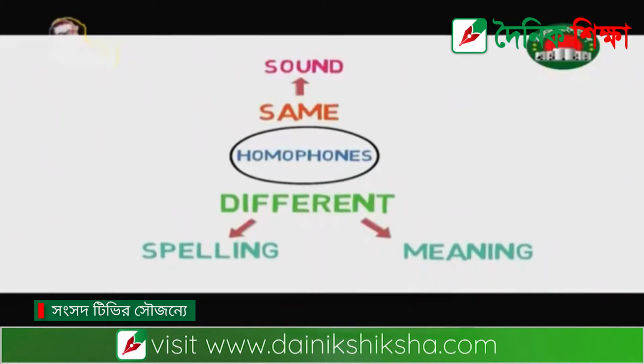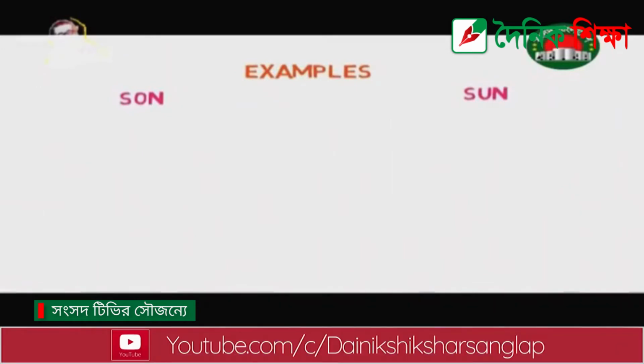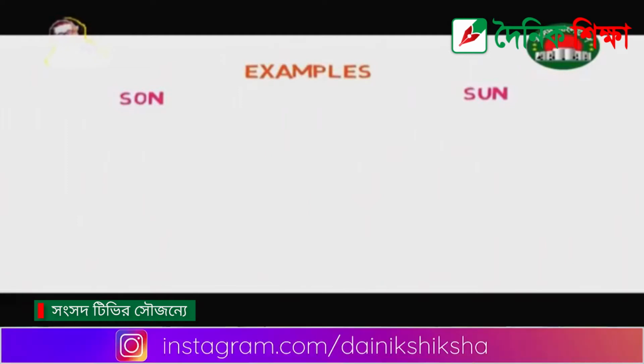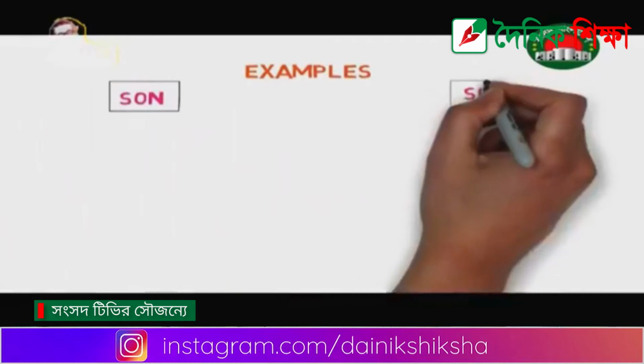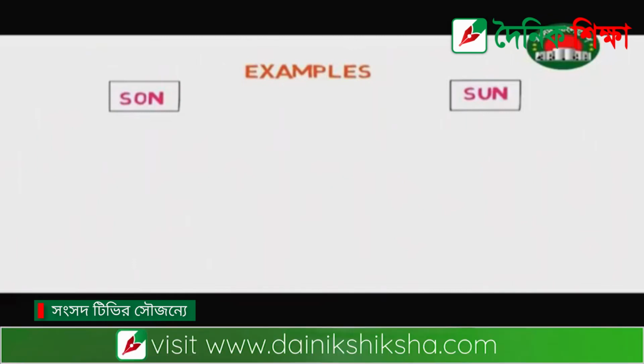Let's discuss some examples of homophones. First one is sun and sun. There is no difference in the sound, but there is difference in spelling. The first one is S-O-N, son, and second one is S-U-N, sun. And both of them have completely different meaning.